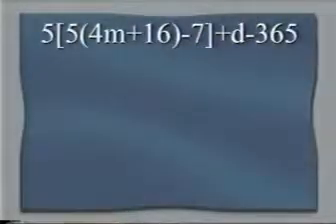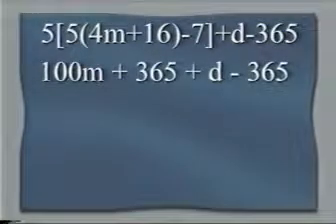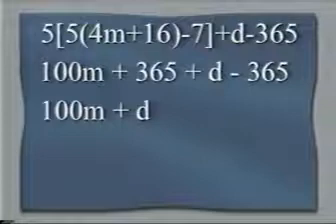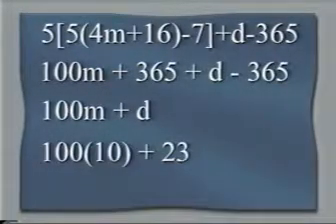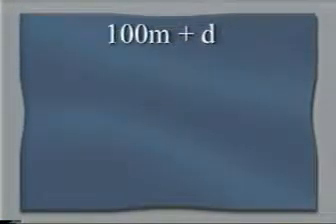Now, to an Algebra 1 student, that may be a challenging problem manipulating those symbols. But in reality, it's rather simple, because we wind up with 100m plus 365 plus d minus 365. And you can already see why we're going to subtract 365, because what that simply does is cancel out the plus 365. And we're left with 100m plus d. So if m had been 10, and d had been 23, 100m plus d would simply be 1,023.